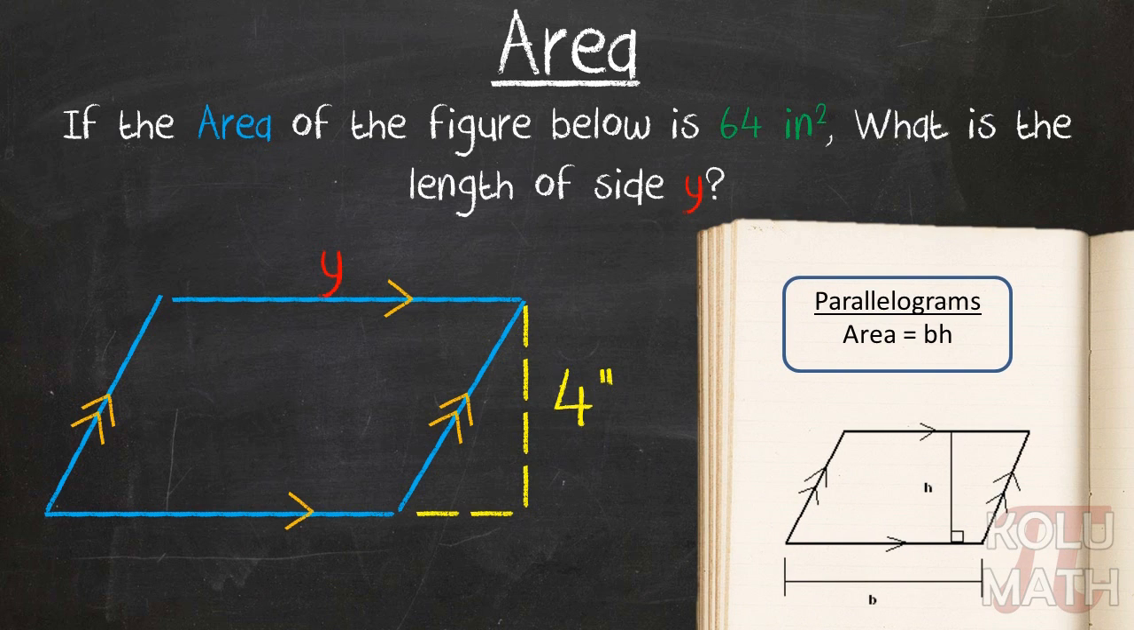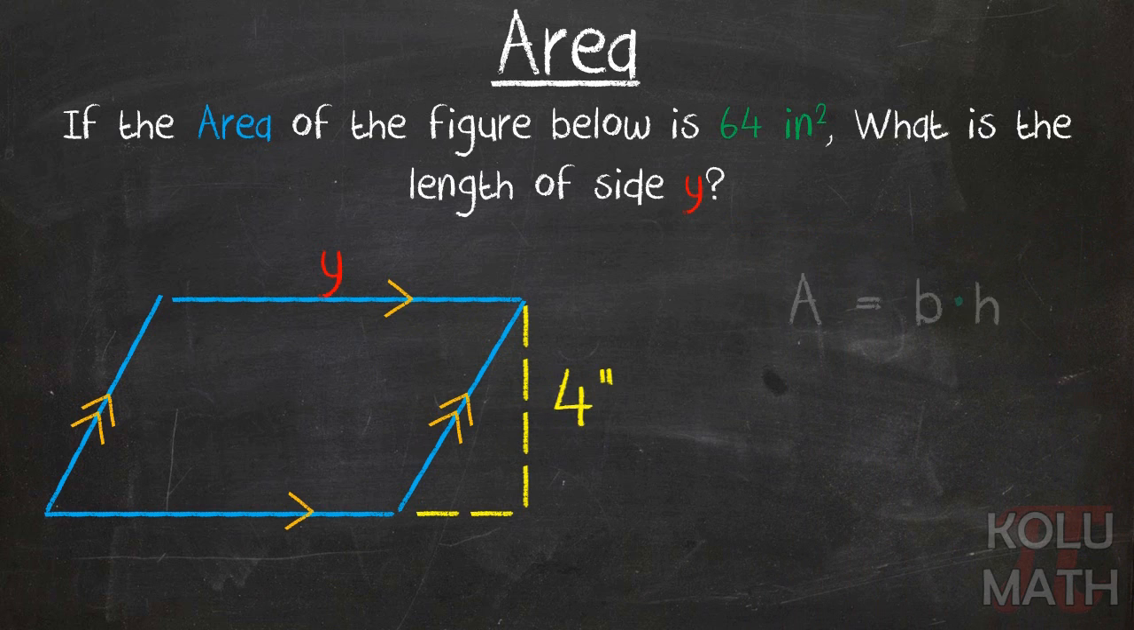Great. You may notice that this looks a little different than the drawing because the height's on the inside rather than the outside. But that's the cool thing about height: it can be on the inside and it can be on the outside. It doesn't matter. It's just showing you how tall it is. Okay, so let's go ahead and do it. We've got our formula, area equals base times height.